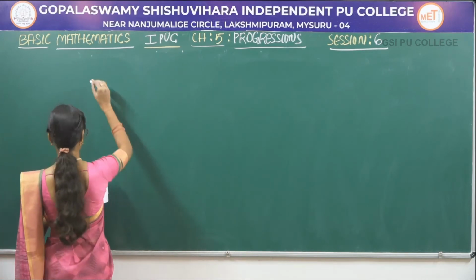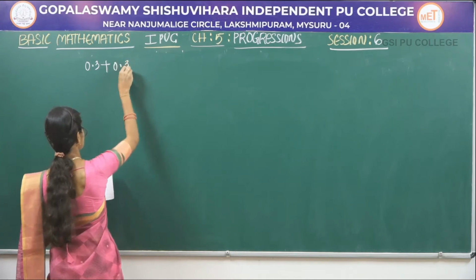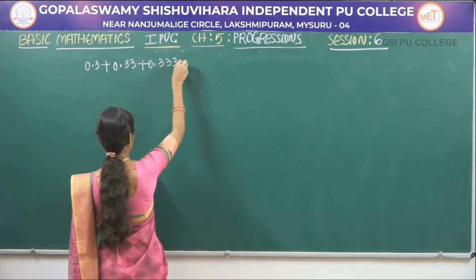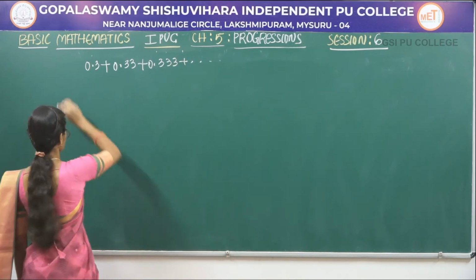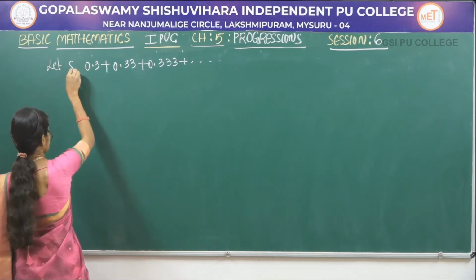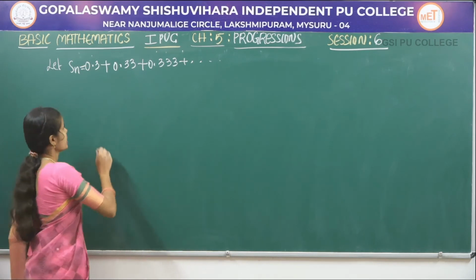So next question, 0.3 plus 0.33 plus 0.333 up to n terms. Here also follow the same procedure. We want to find the sum of these terms. So let this sum be equal to Sn. First convert this series into a GP.